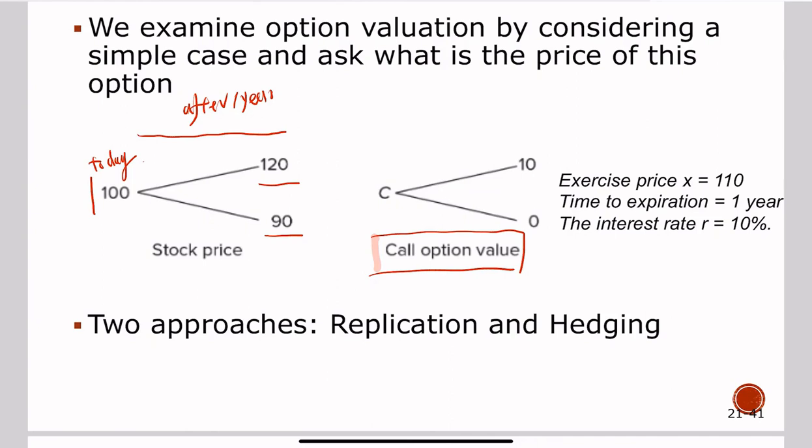Now, let's assume this call has an exercise price of 110 and its time to expiration is 1 year, and we fix the risk-free rate at 10%. Our task is, how can I find out this C? What is this call price? Right?